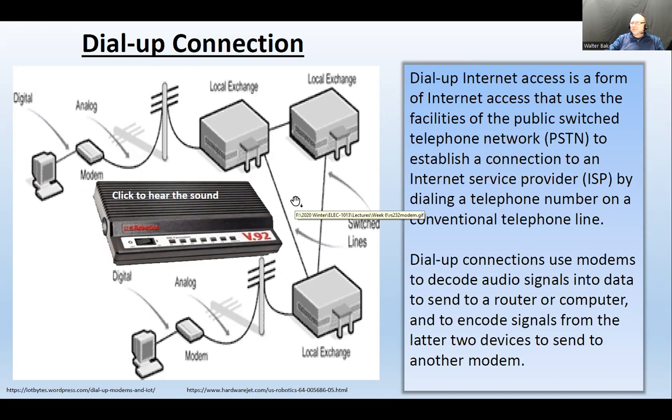What did I say here? Dial-up internet access is a form of internet access that uses the facilities of the public switched telephone network. Of course, everything has an acronym, so PSTN, to establish a connection to an internet service provider, well, ISP, by dialing a telephone number on a conventional telephone line, such as POTS, plain old telephone service. Dial-up connections use modems to decode audio signals into data to send to a router or a computer and to encode from the blah, blah, blah, right?